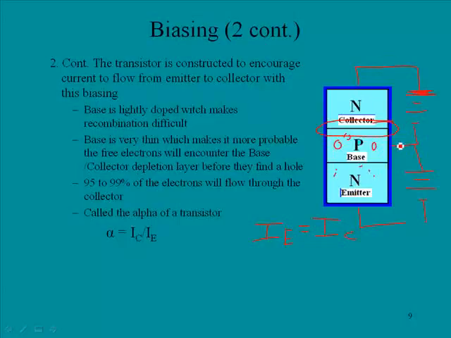Now there is a tiny amount that goes out here, and there is a term that addresses it. It's called the alpha of the transistor, and the alpha is IC divided by IE. And usually this relationship is going to represent, oftentimes you're looking at 99%. So virtually all of the current from the emitter will flow into the collector.